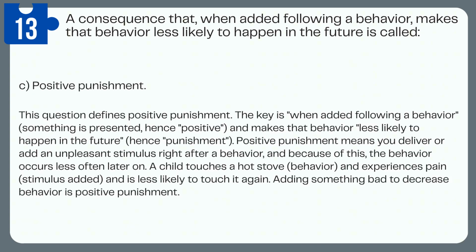Answer: C. Positive punishment. This question defines positive punishment. The key is when added following a behavior. Something is presented, hence positive, and makes that behavior less likely to happen in the future, hence punishment. Positive punishment means you deliver or add an unpleasant stimulus right after a behavior, and because of this, the behavior occurs less often later on. A child touches a hot stove, behavior, and experiences pain, stimulus added, and is less likely to touch it again. Adding something bad to decrease behavior is positive punishment.